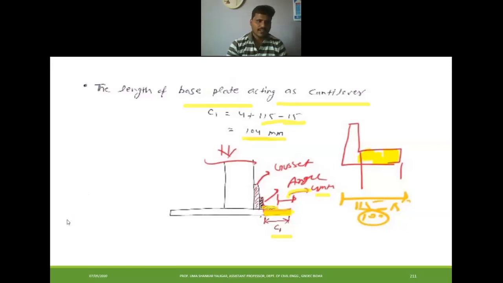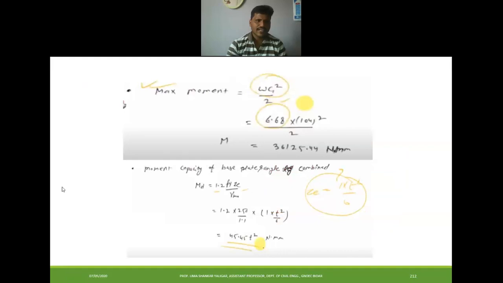And then you can calculate the bending moment for the cantilever projection. The maximum bending moment in a cantilever projection is equal to W into C1 square divided by 2. C1 we just calculated as 104. W we have already calculated, and if we substitute these values, you will get the moment as 3612 Newton. Okay, and similarly I can also calculate the moment carrying capacity of the base plate.